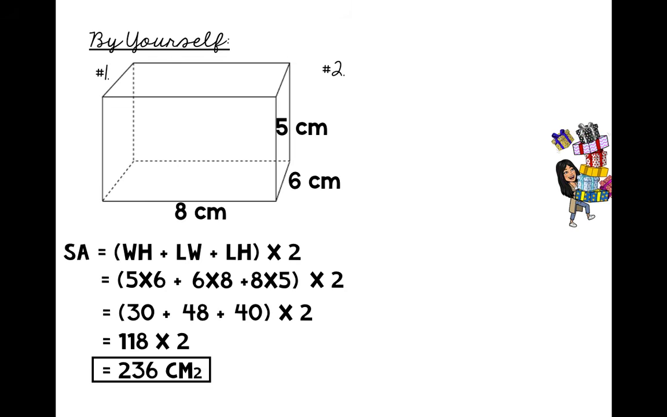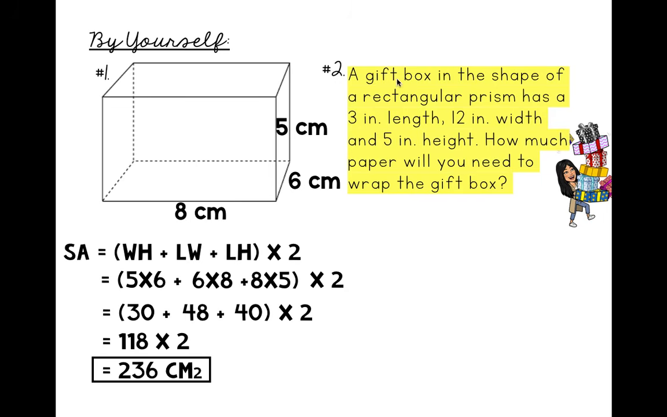So here we have some presents. A gift box in the shape of a rectangular prism has a 3-inch length, 12-inch width, and 5-inch height. How much paper will you need to wrap the gift box? All right, so if you notice, we're not drawing anything. We just have to remember length, width, and height. So go ahead, pause the video, and I want you to try this by yourself.